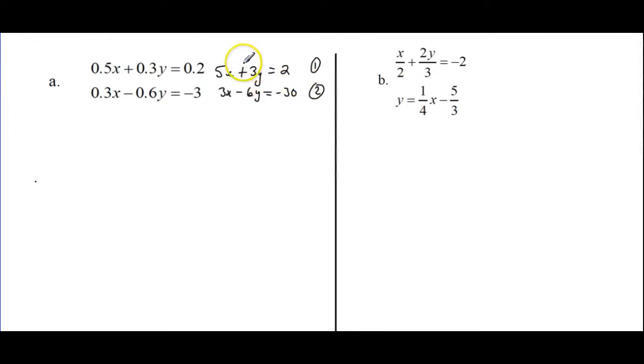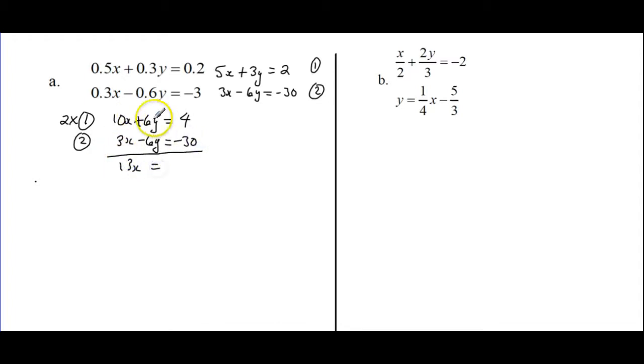The easiest way would be to multiply equation number 1 by 2 to get these to be 6y, and then to add. So 2 times equation 1 gives me 10x plus 6y is equal to 4. And equation 2 is 3x minus 6y is equal to negative 30. When I add these, I get 13x is equal to, this is gone, and we get negative 26. So x is equal to negative 2.